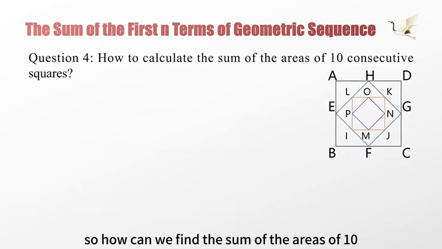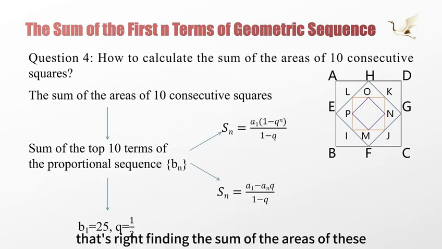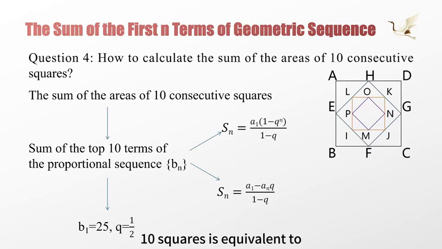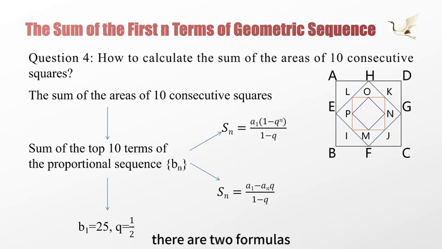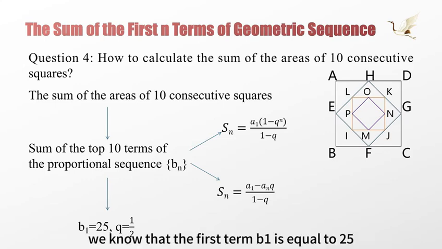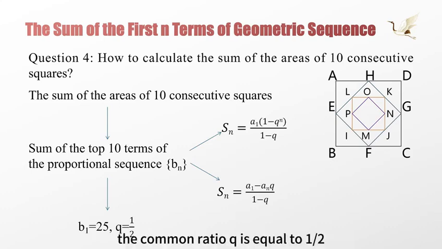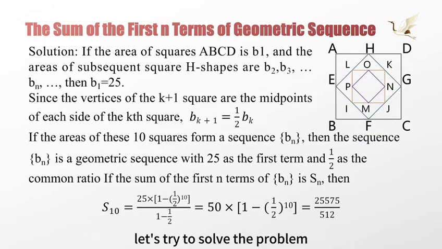So, how can we find the sum of the areas of 10 consecutive squares? That's right, finding the sum of the areas of these 10 squares is equivalent to finding the sum of the first 10 terms of the geometric sequence bn. So we know that when the common ratio q is not equal to 1, there are two formulas for the sum of a geometric sequence. In the given problem, we know that the first term b1 is equal to 25. The common ratio q is equal to 1/2. Therefore, we choose the first formula to solve. Let's try to solve the problem.